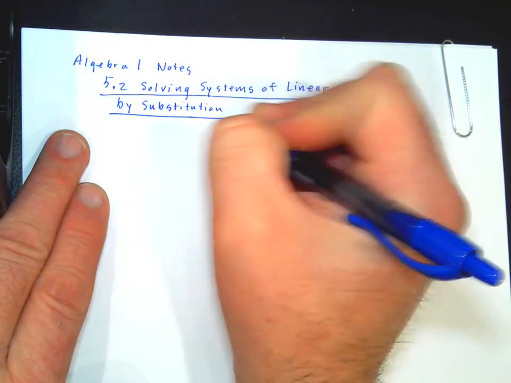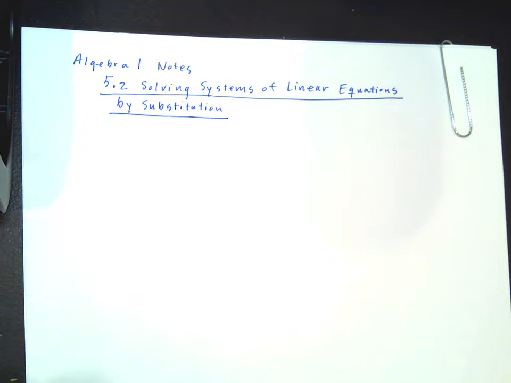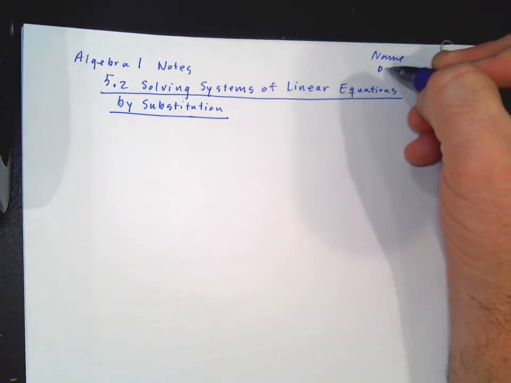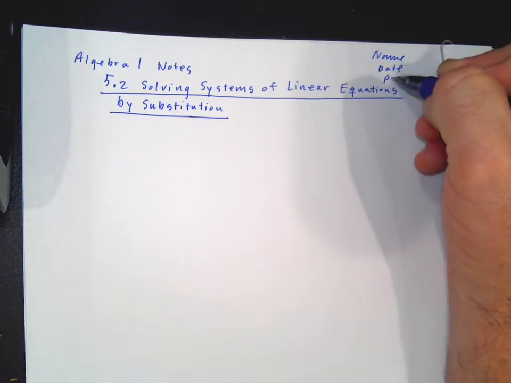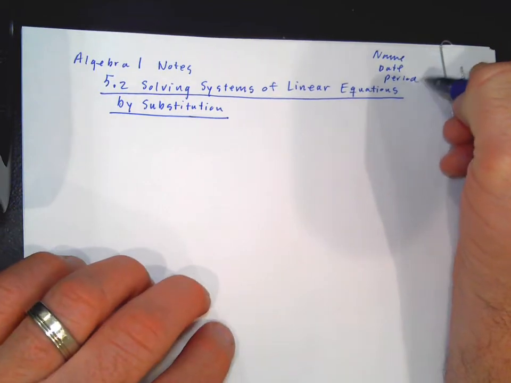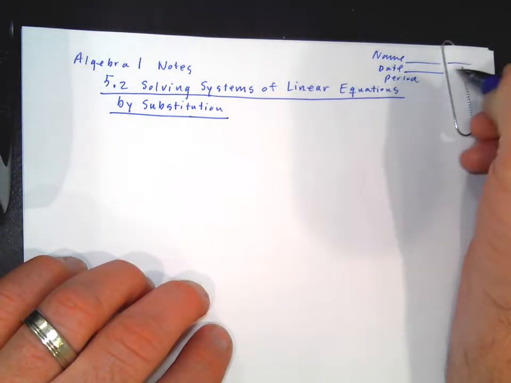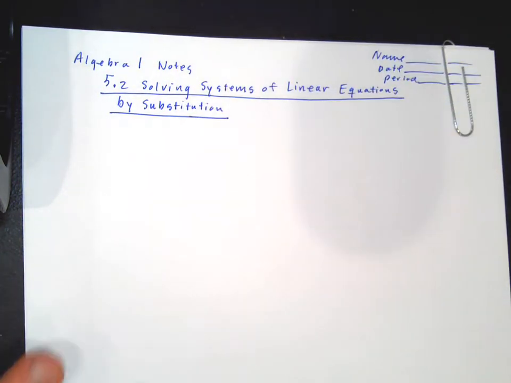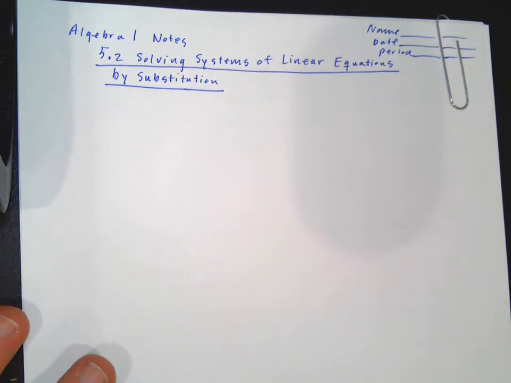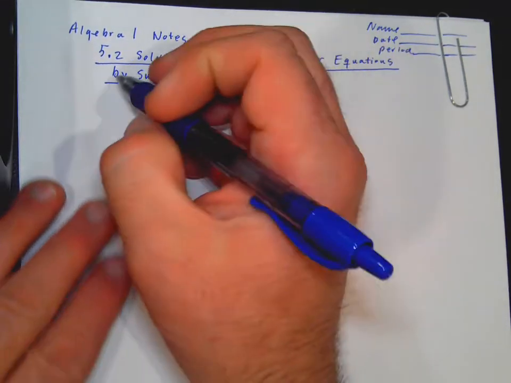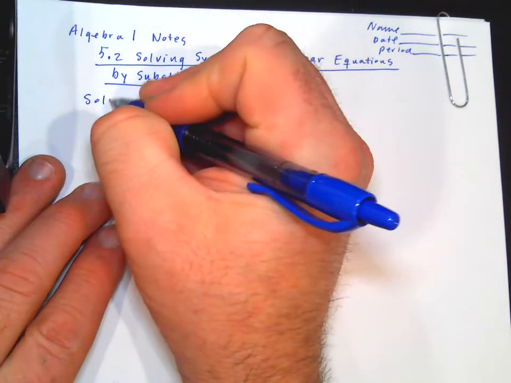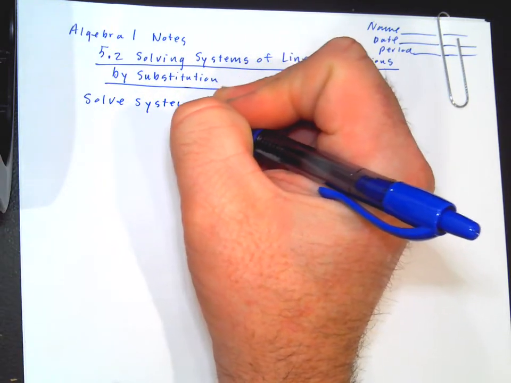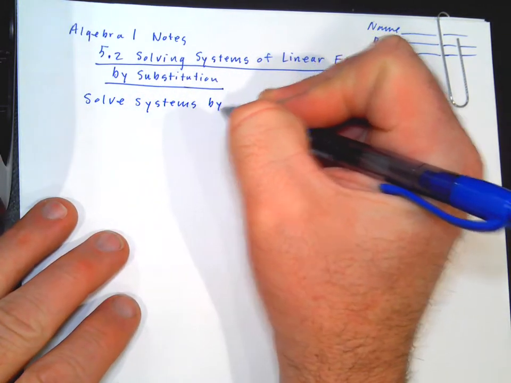So take notes today. Put your name, date, period on your paper. Make sure you title it so we know. And you need to take all these notes to get credit. So we are going to solve systems by substitution.